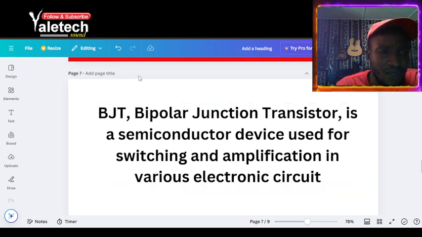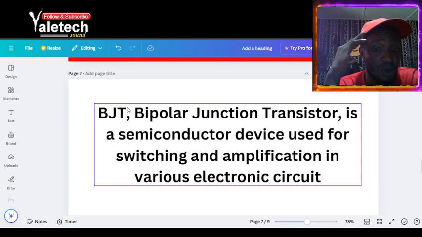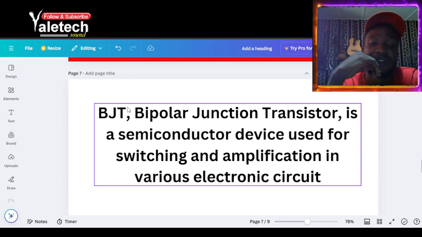Then let's proceed. Now BJTs, they are semiconductors. And where do they use them? They are used for switching.